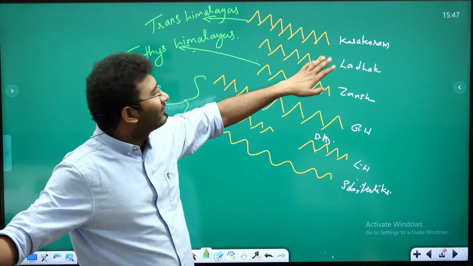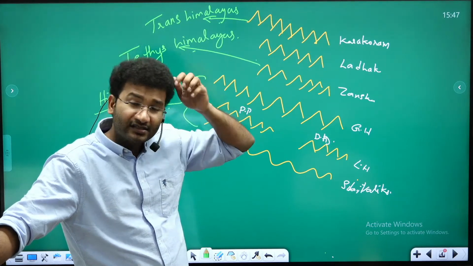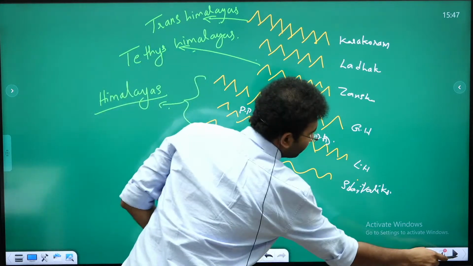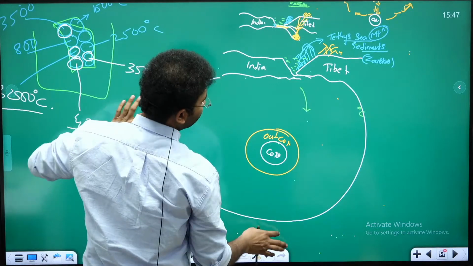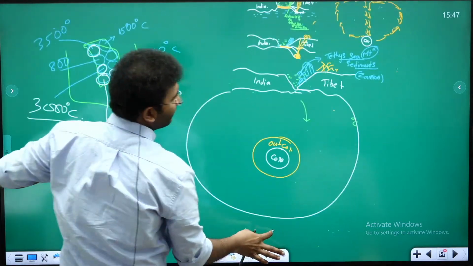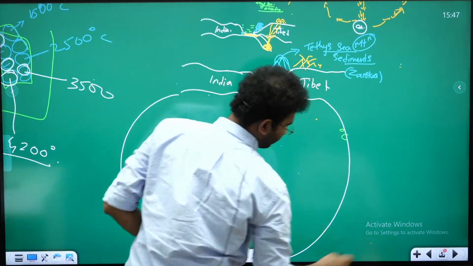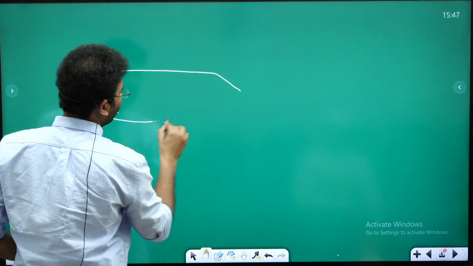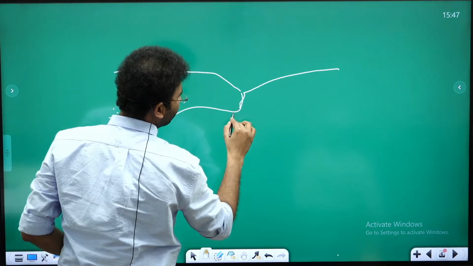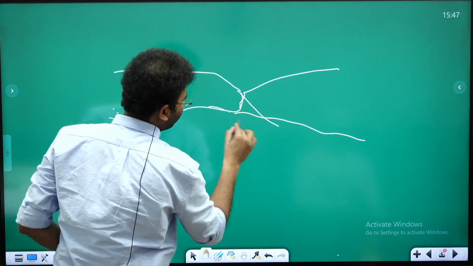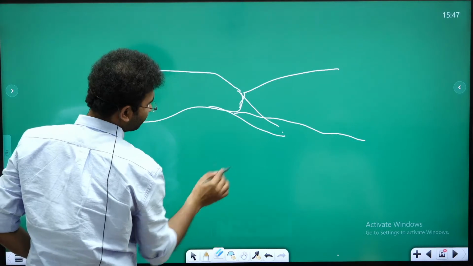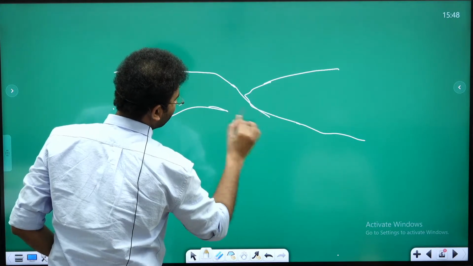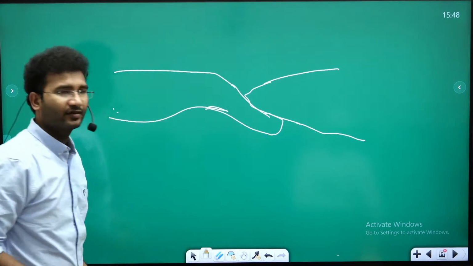I told you Karakoram and Ladakh, they are called as Trans-Himalayas. Why are they called as Trans-Himalayas? It is because, imagine, in the little later stage, if you see, let me draw this in a different page. Now this is your Indian plate, okay? This is your continent, and this is now the Tibetan plate. Indian plate, it is sinking down. To be more specific, it is this. Right? They are colliding with each other.